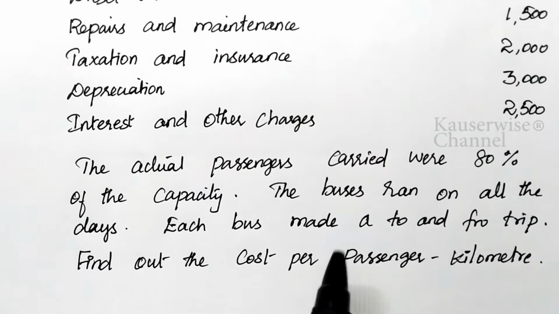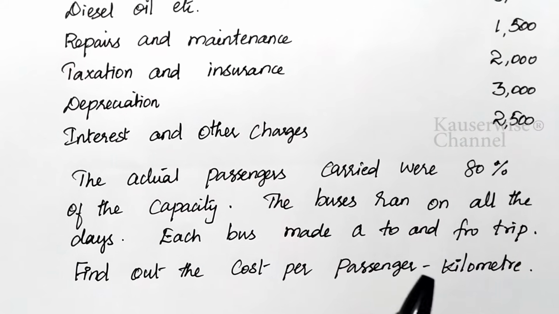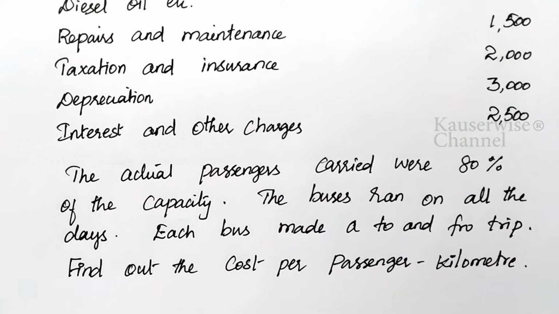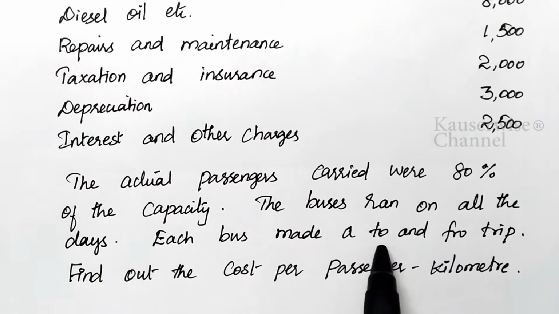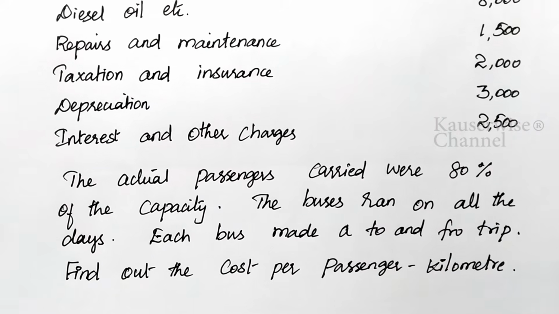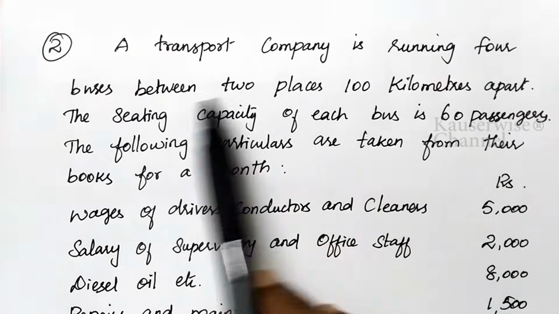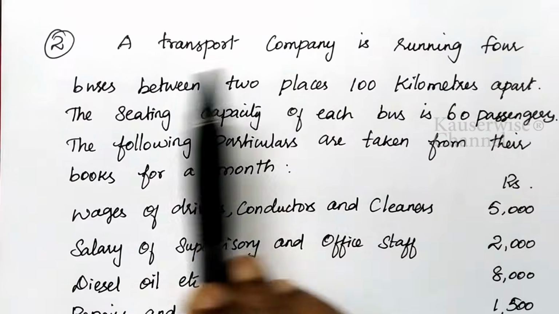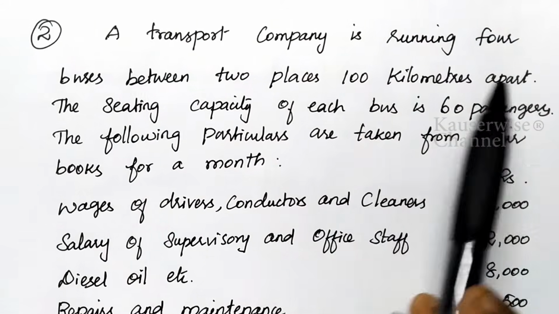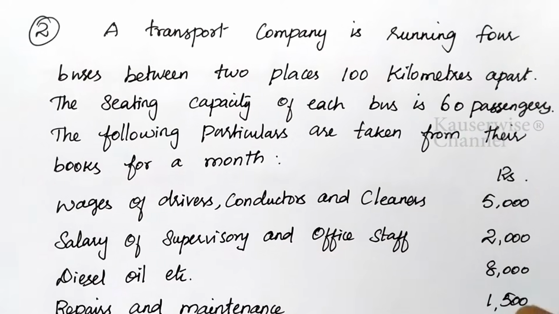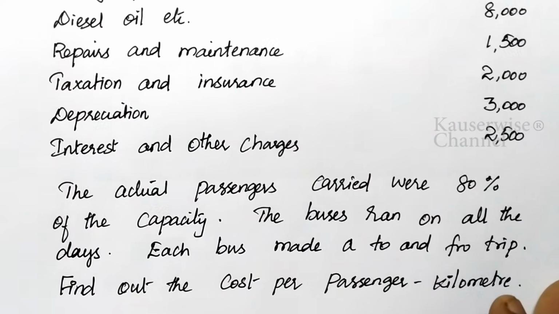For that, see this information. The buses ran on all the days, which means for a month 30 days are there, usually. So number of days is 30, and then number of trips. Here each bus made a to and fro trip, which means only one trip. So 1 into distance. For distance, see here, a transport company is running 4 buses between 2 places 100 kilometers apart. So that to and fro, 100 plus 100, 200 kilometers per trip. So with this information you can find out the total kilometers covered by using the formula.